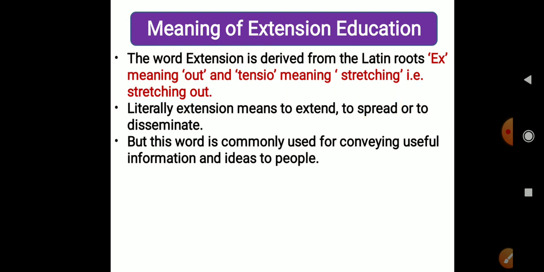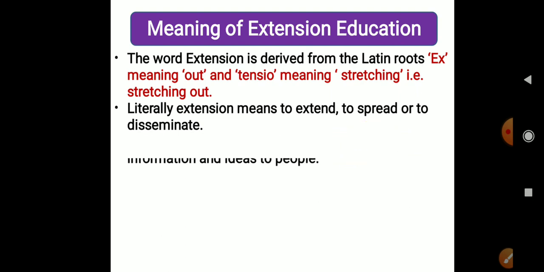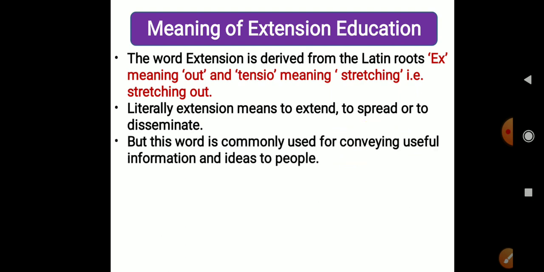The word extension is used commonly for conveying useful information addressed to the people. Through extension we are trying to convey, to transfer, to give a message about useful information and ideas to the people. So the word extension is used. Extend education, spread education, or disseminate education is not used. Only the word extension is used because through that we are trying to transfer useful information and ideas to the people.